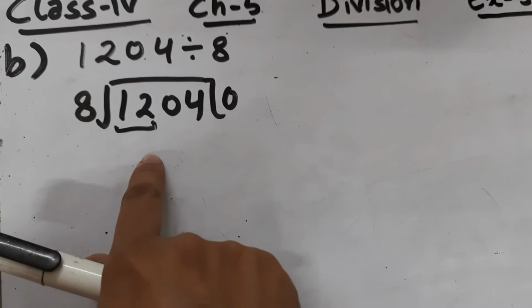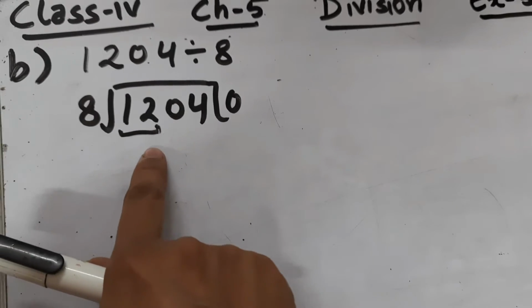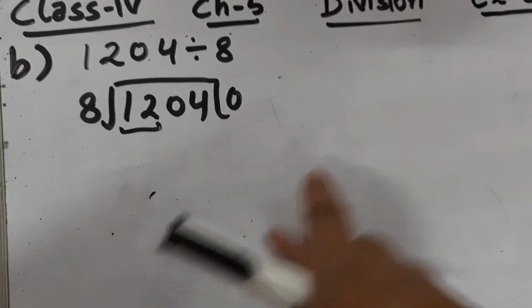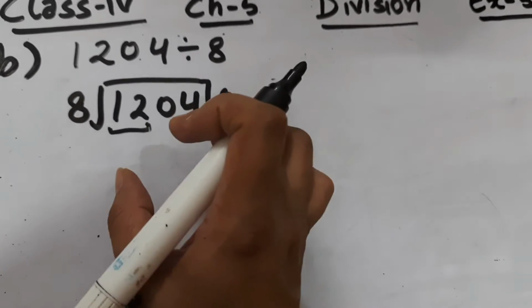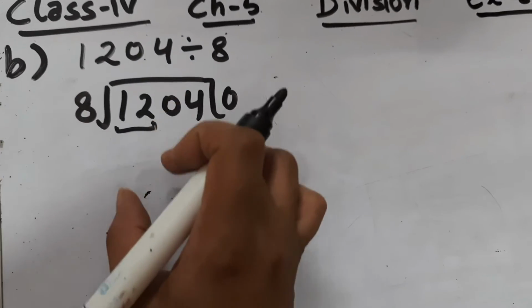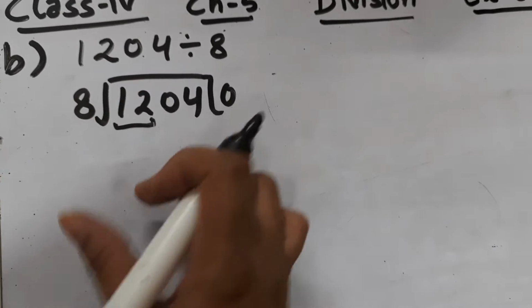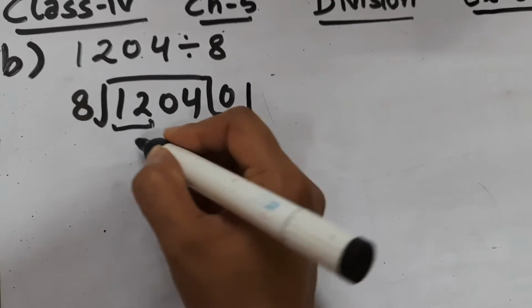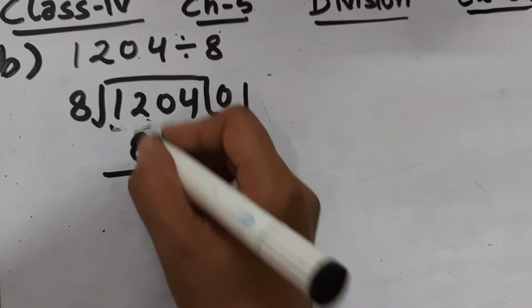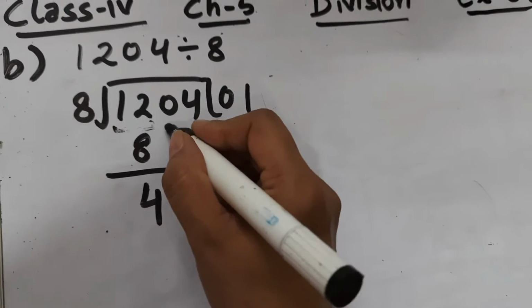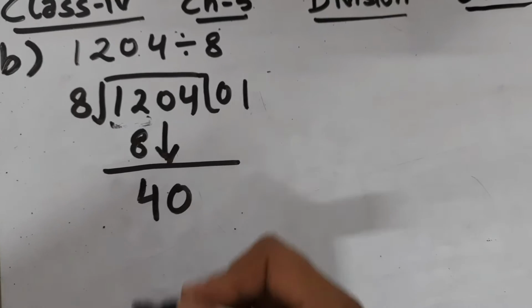So we will take a number that is just smaller than 12 and comes in the table of 8, and that is 8 itself, because 8 2s are 16. That will be greater than 12. So the number just smaller than 12 and comes in the table of 8 is 8 itself. 8 1s are 8. Okay, now subtract it. 12 minus 8 is 4 and bring this 0 down.